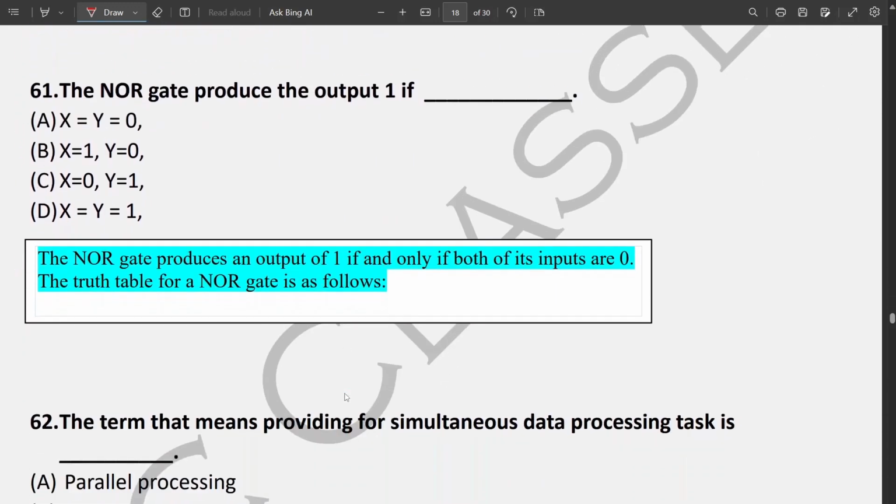Next, the NOR gate produces the output 1 if and only if x and y are equal to 0. The NOR gate produces an output of 1 if and only if both inputs are 0. It happens only in the NOR gate.